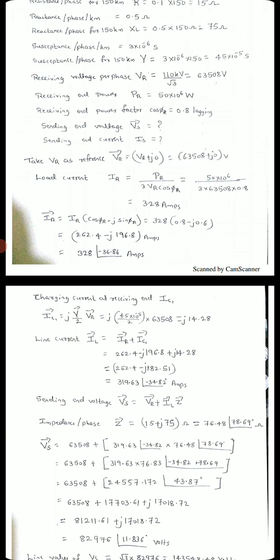So once we find the IL, we need to go for finding the Vs, that is VR plus IL Z. Z is known, 15 plus j75. Writing all these values, we will get the Vs. Once we get the Vs, that is the phase value, it is 82,976 at an angle 11.836 volts. To find the line voltage, we need to multiply it by root 3. Next we need to find the IC2, that is j Y by 2 into Vs. We know the Y by 2 value, so just put the Vs value and we will get the current IC2. Once we get the IC2, we find the Is, that is IC2 plus IL. So we will get the current as Is.